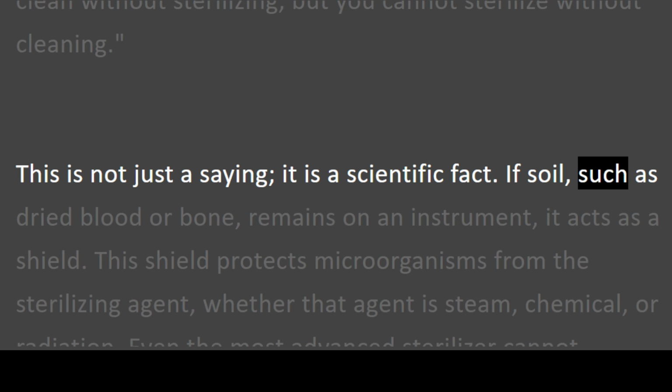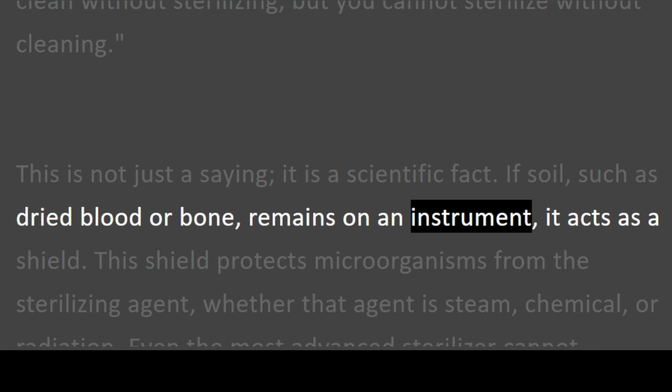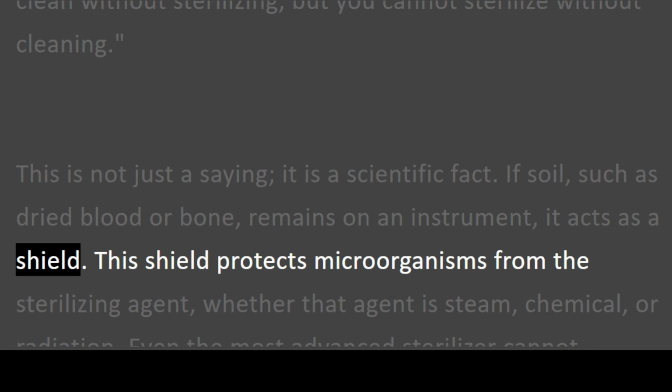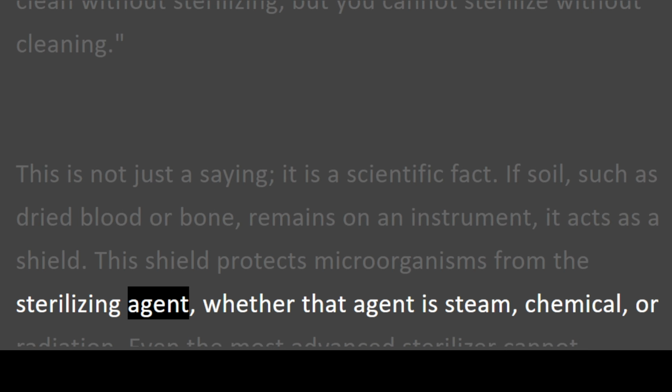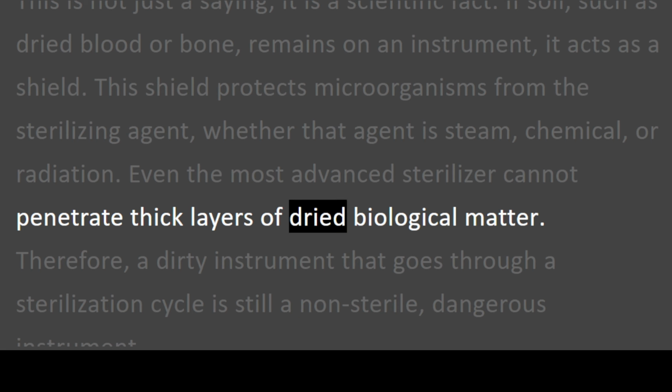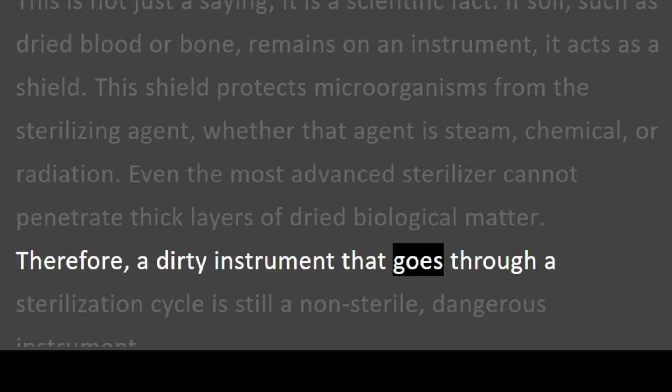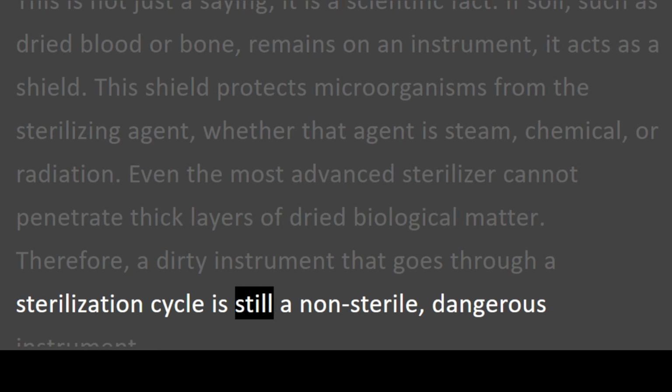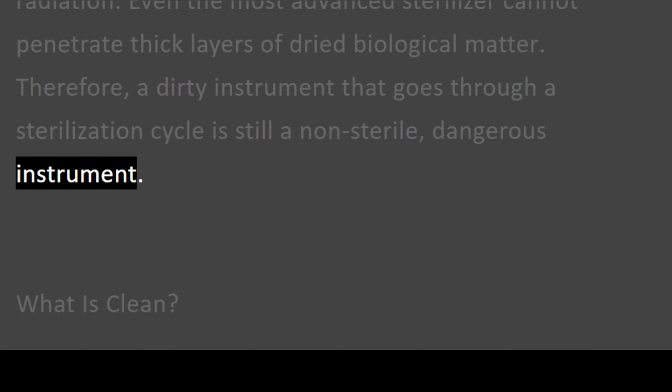If soil, such as dried blood or bone, remains on an instrument, it acts as a shield. This shield protects microorganisms from the sterilizing agent, whether the agent is steam, chemical, or radiation. Even the most advanced sterilizer cannot penetrate thick layers of dried biological matter. Therefore, a dirty instrument that goes through a sterilization cycle is still a non-sterile, dangerous instrument.